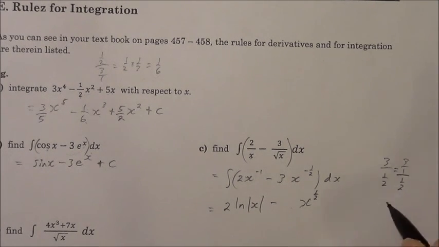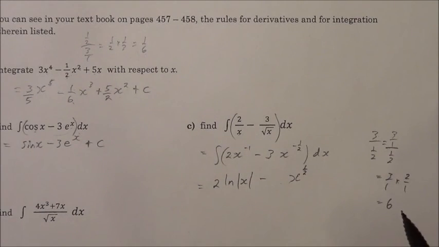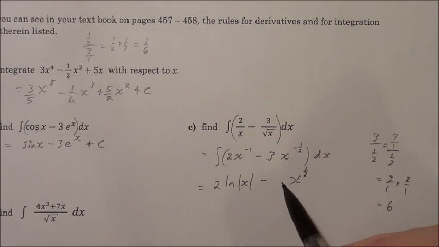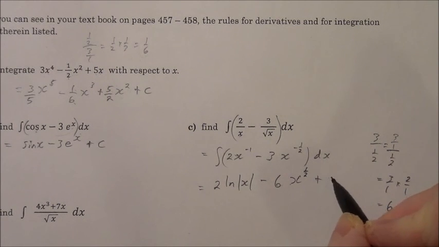And then you flip and multiply, so you get 3 over 1 times 2 over 1, which gives 6. So that when we bring this 1/2 down in front and multiply by the coefficient, we're going to end up with a 3. So that is going to be 6 there. And then we add on c.